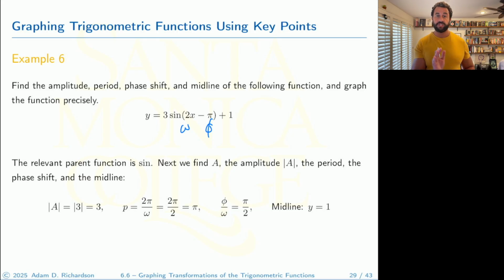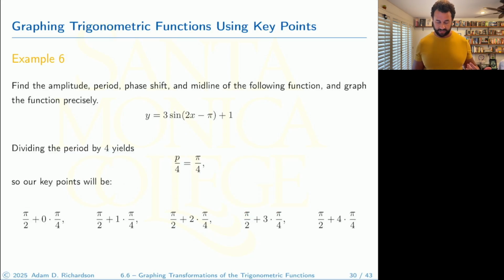If there was no phase shift, it would start at 0. But now that there is a phase shift, it's going to start at whatever that phase shift is, pi over 2. There we go. Okay, let's write our key points. To do that, we need to take the period and divide it by 4. So we're going to take pi and divide it by 4, which gives us pi over 4.